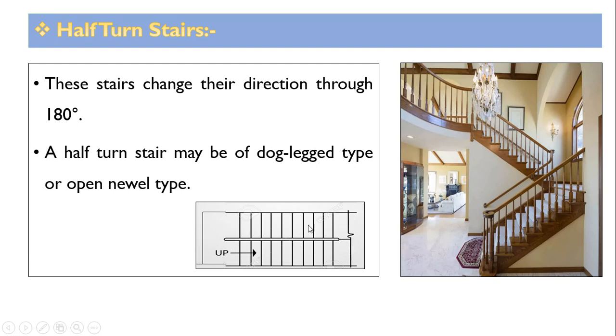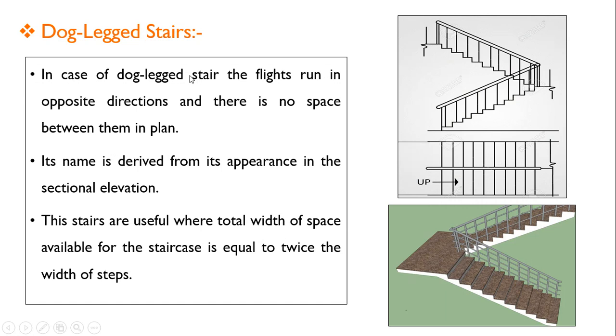So this stair is called as dog-legged staircase. So what is dog-legged staircase? In case of dog-legged stair, as name suggests, it looks like a dog leg. In case of dog-leg stair, the flights run in opposite directions and there is no space between them in plan.